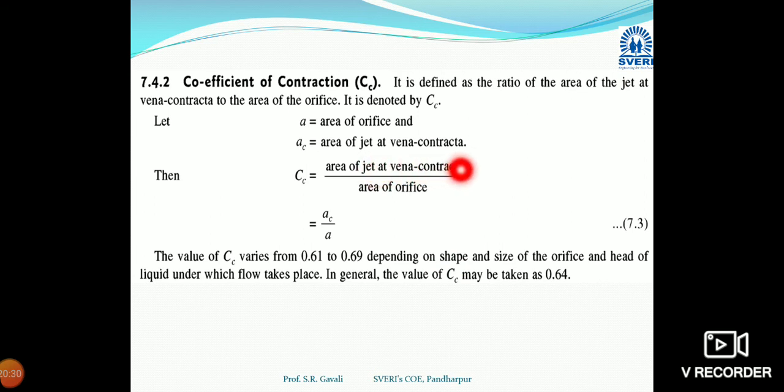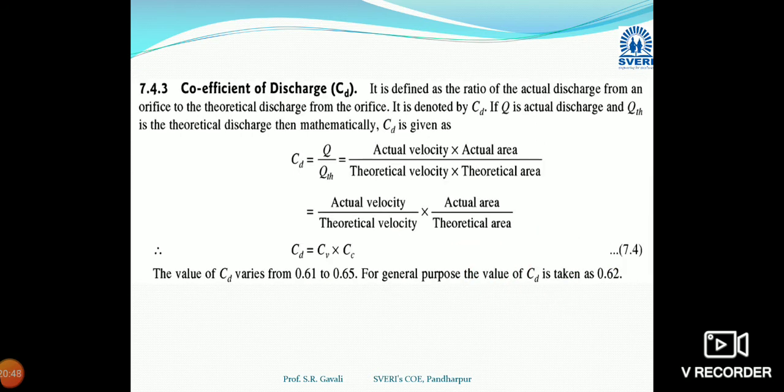So the area of jet at vena contracta is minimum. Area of orifice we can calculate by the formula pi by 4 d square. So AC upon A represents the coefficient of contraction, and this value is generally taken in between 0.61 to 0.69, and generally the average value is taken as 0.64.